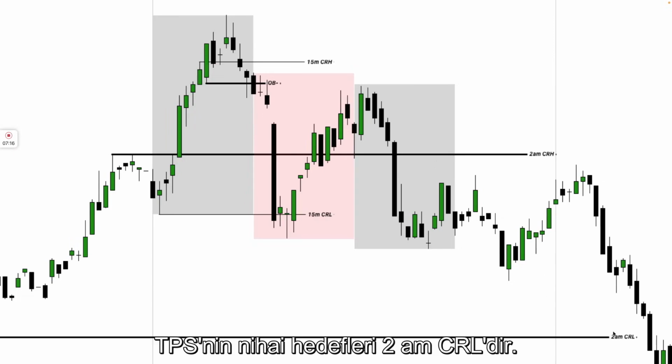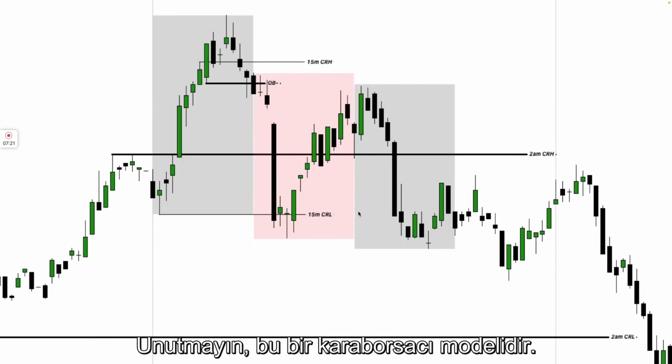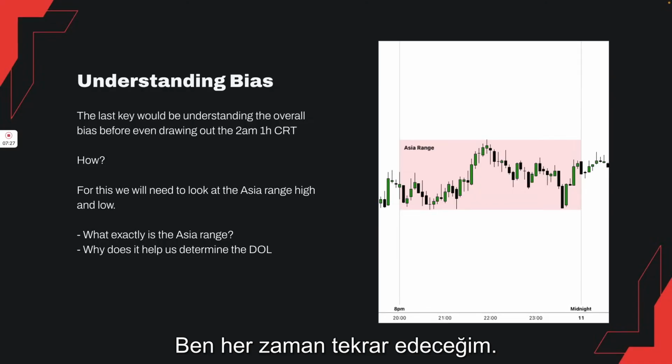Ultimate targets are the 2 a.m. CRL, however all of your targets would have already been hit. Remember, this is a scalper's model. I always will repeat. The last and most important, bias.